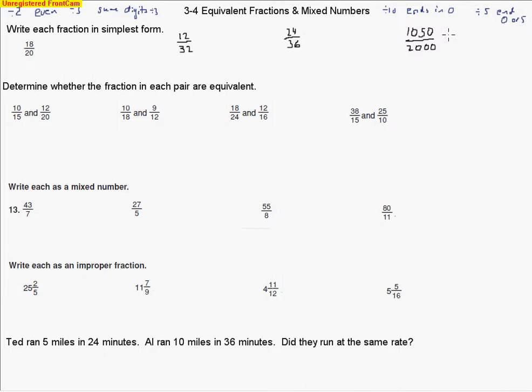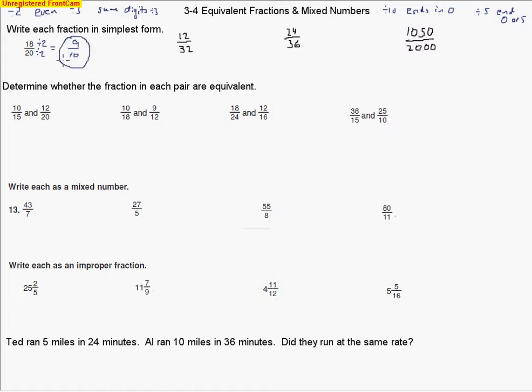And so what we want to end up doing here is looking at our first one. I see that both numbers are even. So when I look at even numbers, I see that we have an 8 here and a 0 here. We can divide both of these by 2. And so what that leaves me with is 9 over 10. That would be my answer.